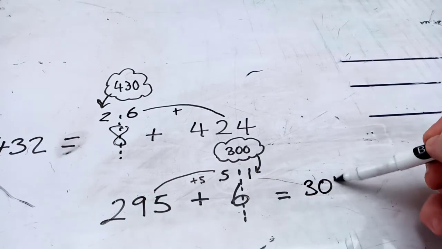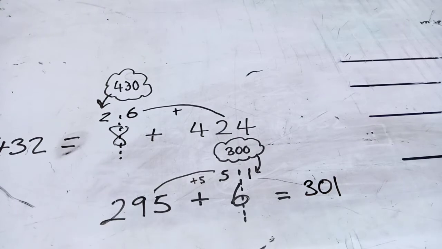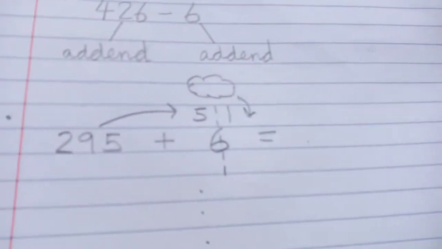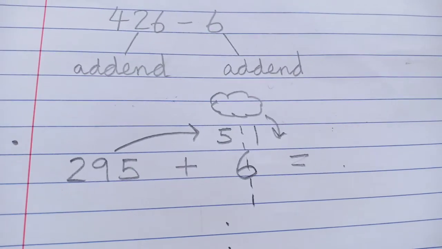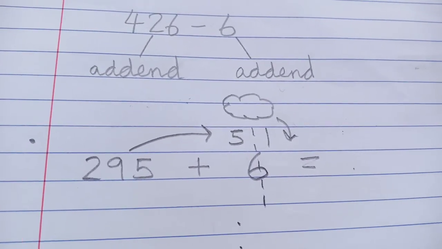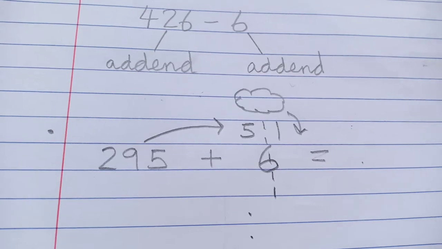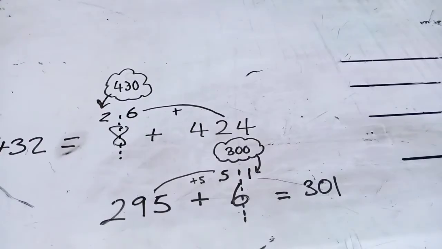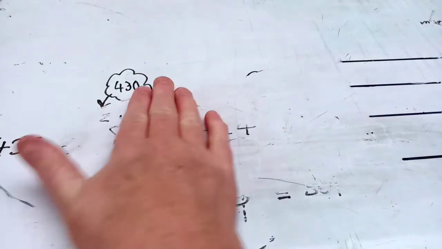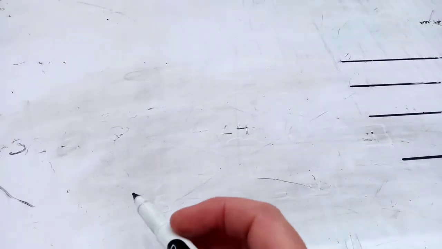301. So when I come to do this in my book, it looks a little bit like that. And I'm showing you my thinking and my partitioning. If you want to, you can add on as well, just to check that the answers are the same. When it comes to subtraction, I'll do an example of that.